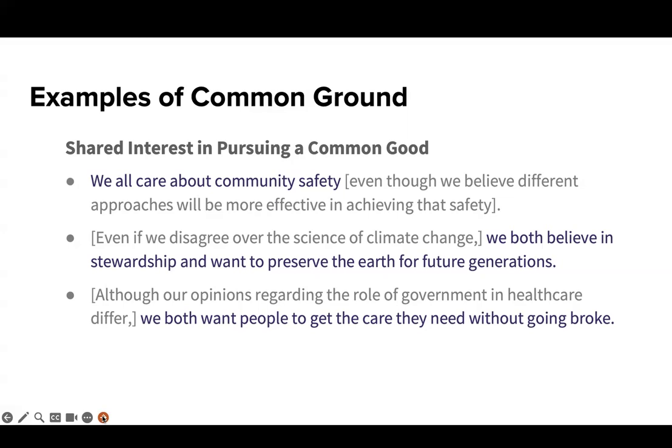In the third comment, although our opinions regarding the role of government in healthcare differ, we both want people to get the care they need without hardship. Here, the space of common ground is getting people needed healthcare. One writer admits that there's going to be a difference of opinion on the role of government in healthcare, but common ground is to be found in the mutuality of a need for healthcare. So the doors are open for discussion.